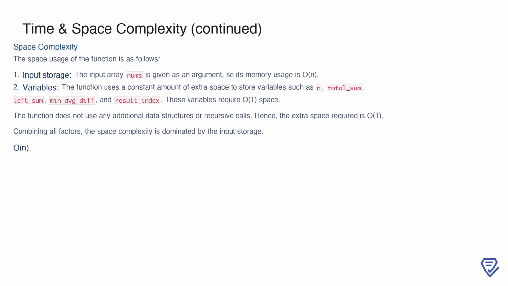Now, let's turn our attention to the space complexity of the function. The first factor to consider is the input array nums, which is passed as an argument. The memory required to store this input is O(n), as it depends on the size of the array. Beyond the input, the function uses a few additional variables to perform its computations, such as n, total_sum, left_sum, min_average_diff, and result_index. These variables each take up a constant amount of memory, contributing O(1) to the space complexity.